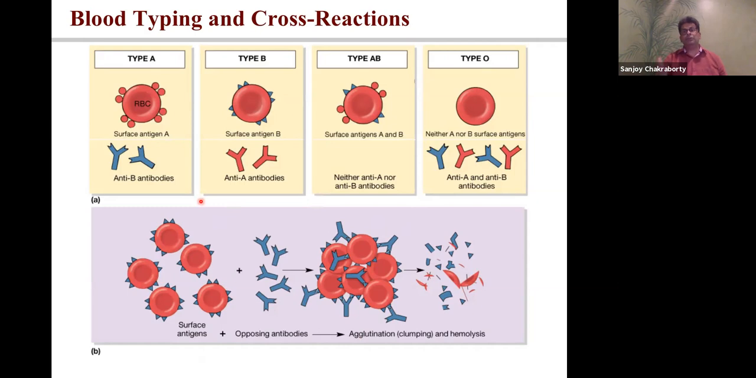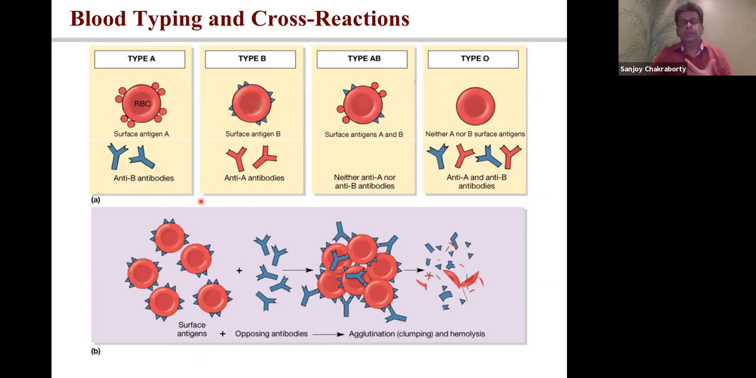Type A blood means you have type A antigen and anti-B antibodies. Type B blood, you have B antigen and anti-A antibodies. Type AB blood, you have both A antigen and B antigen, no antibody. Type O blood, you have no antigen, but you have anti-A and anti-B, both antibodies.